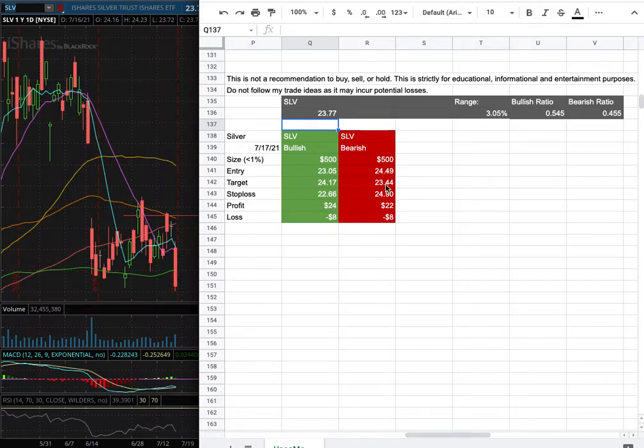However, if I were to open a short position, my entry is at $24.49, and that is this range here. My sell target is at $23.44, and my stop loss is at $24.90. So whichever entry price were to hit first, that'll be my position of the week.